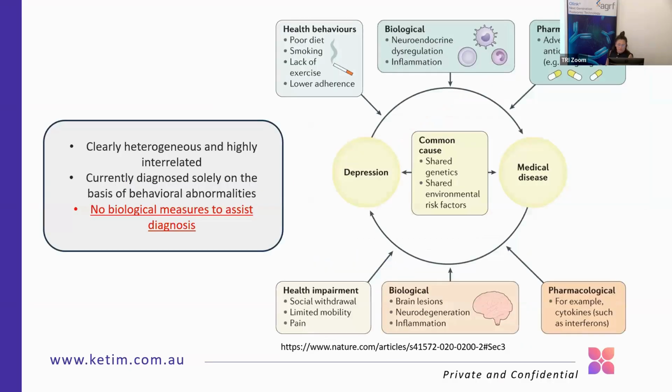And we know that there are a lot of mechanisms, causes or biological factors underlying depression as a whole. There are health behaviors, there are biological factors, there are pharmacological effects, and all kinds of different causes, and genetics and shared environmental risk factors. So we know from the research perspective as well that mental disorders are clearly a very heterogeneous and highly interrelated disease. So how can we start to identify or pinpoint what's happening in mental disorders when it's so heterogeneous?